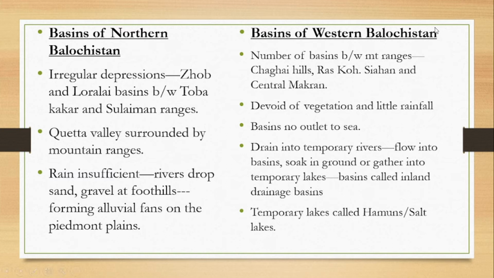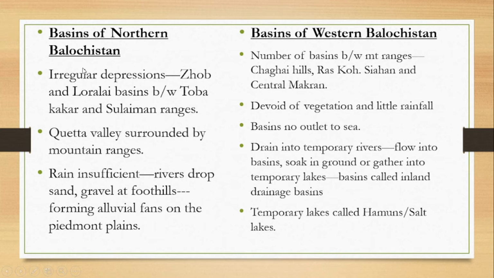Now coming on to western Balochistan, how are the basins there, or where are they located? In the western part of Balochistan, a number of basins are found, and those basins are found between the Chaghi Hills, Rasko Ranges, Sahan Ranges, and the Central Makran Range. So learn the names of these ranges and remember that the basins are situated in between these ranges. Now, the western part of Balochistan is devoid of vegetation because it rains very, very little there. Okay, the rainfall is very scanty.